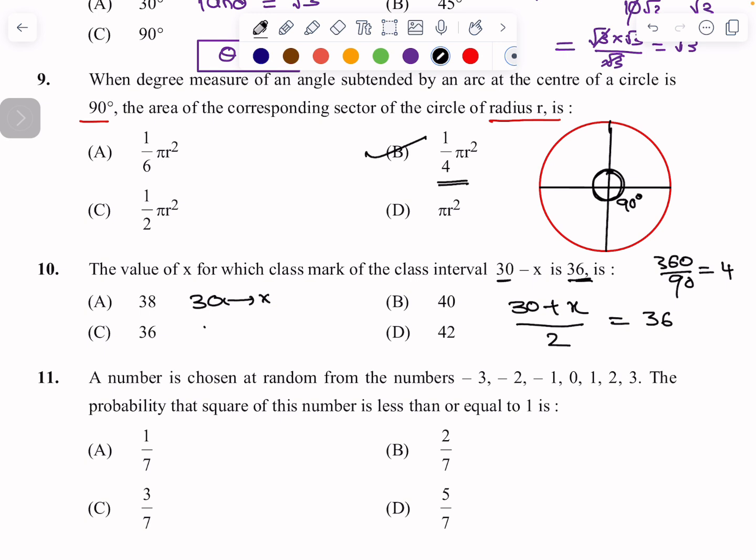Then you take the 2 to this side. So what will you get here? 30 plus x equal to 36 into 2, which is 72. x equal to 72 minus 30. So what is that? The answer is 42. So your answer 42 is matching, right?